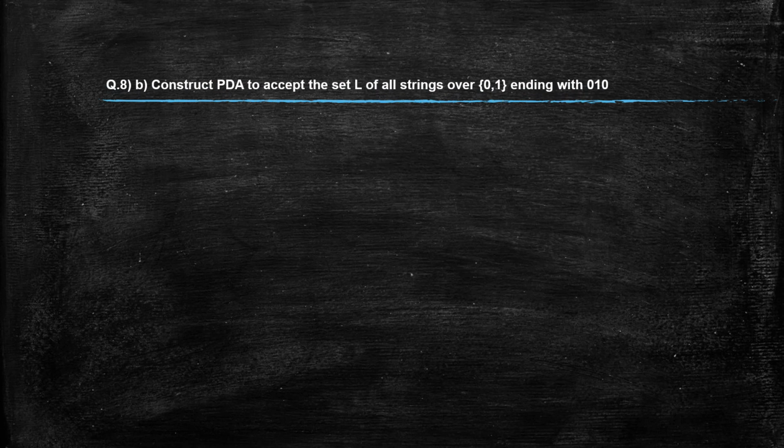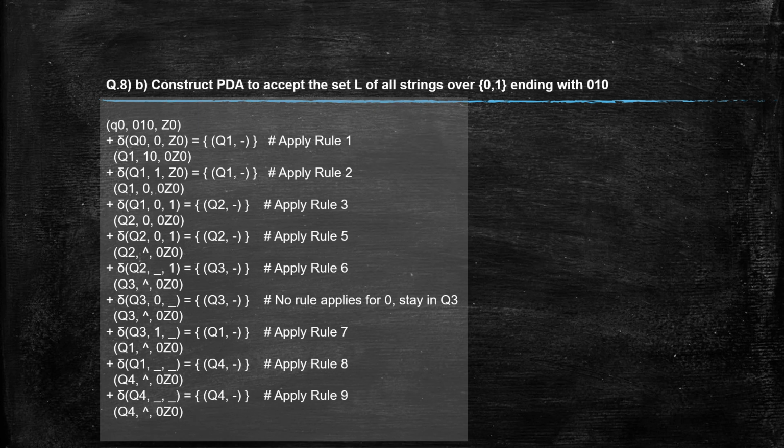Part B is: construct a pushdown automata to accept the set L of all strings over 0 and 1 ending with 0, 1, 0. So the pushdown automata is a finite automata with extra memory called a stack, which helps the pushdown automata to recognize context-free languages.